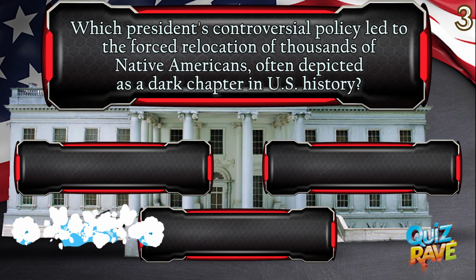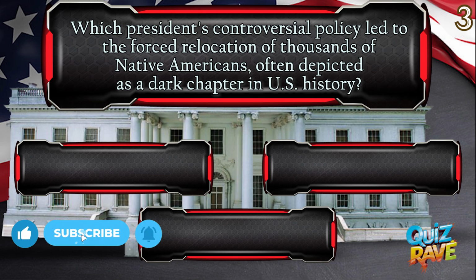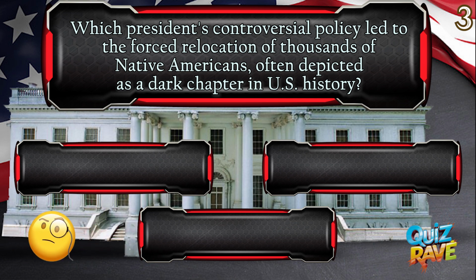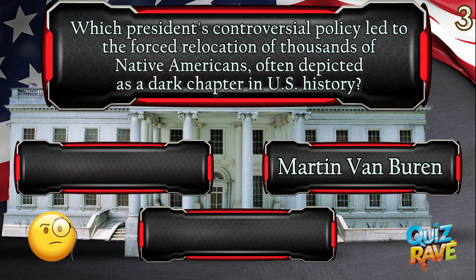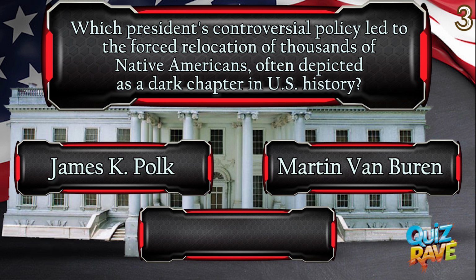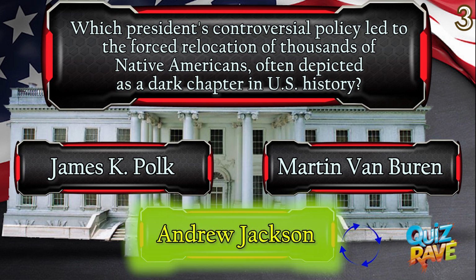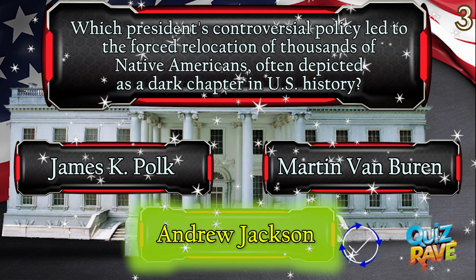Which president's controversial policy led to the forced relocation of thousands of Native Americans, often depicted as a dark chapter in U.S. history? Martin Van Buren, James K. Polk, Andrew Jackson. Correct answer, Andrew Jackson.